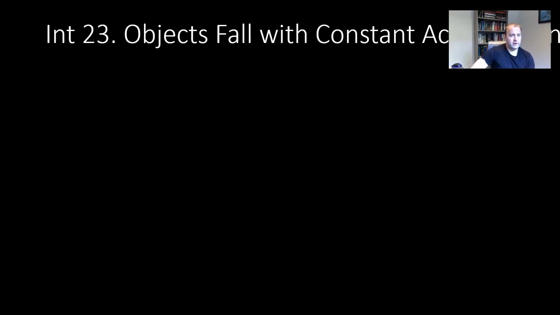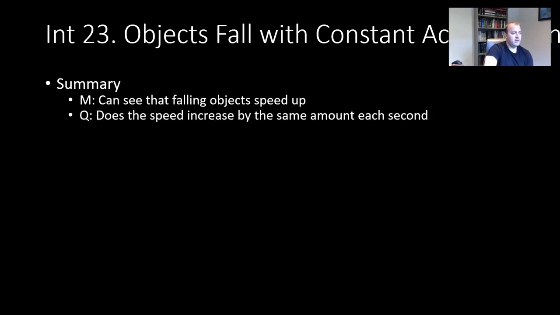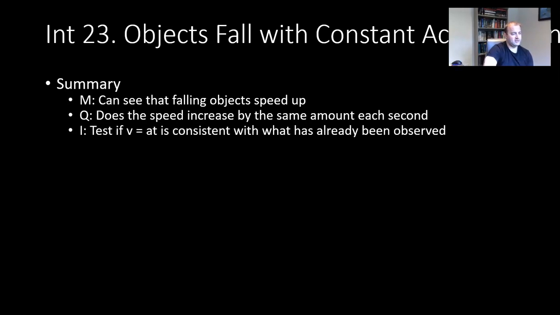So objects fall with a constant acceleration. That is integration 23. The motivation is we can see that falling objects speed up as they fall. The question then is, does the speed increase by the same amount each second? So that's the question we would want to ask.